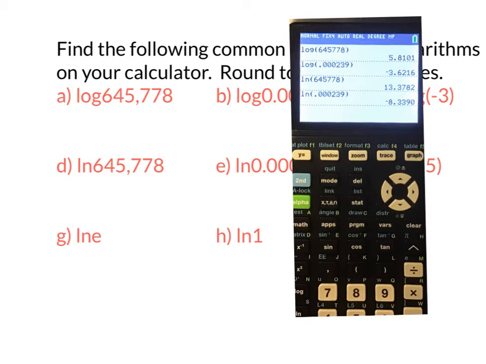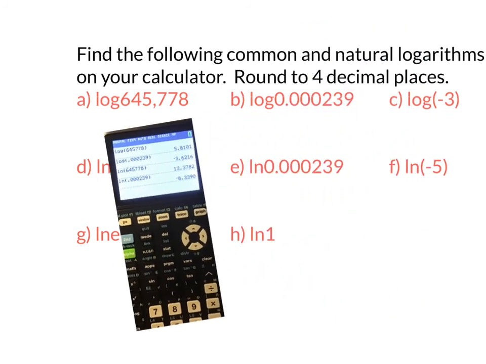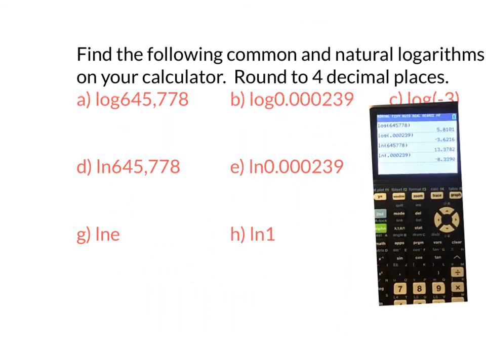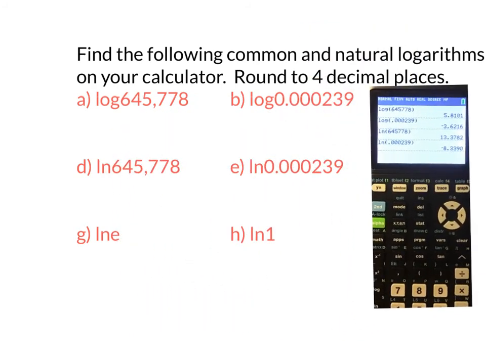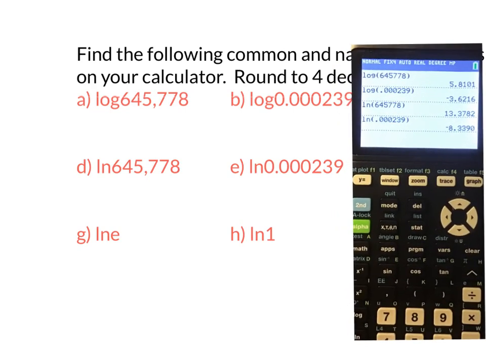Okay, so then it said to do natural log or LN 645, and you can see I did that, and it also said natural log of the second one that we did, 0.000239. So did those and got those answers. Also notice 2 of them were negative. The negative answers were the decimals because they turned into fractions, which means you had to flip the base 10.